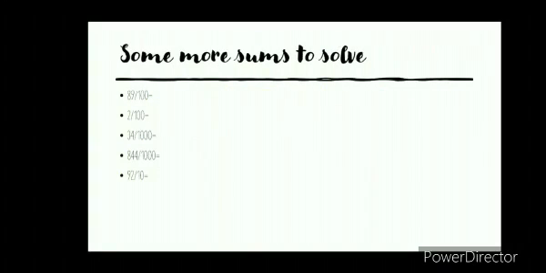So we have some more sums to solve in here. The first one is 89 by 100. So let us solve this. We need to write the number 89 and then check how many zeros. Since there are 2 zeros, we have to keep the decimal point before 2 numbers. So 1, 2. Done. It becomes 0.89.